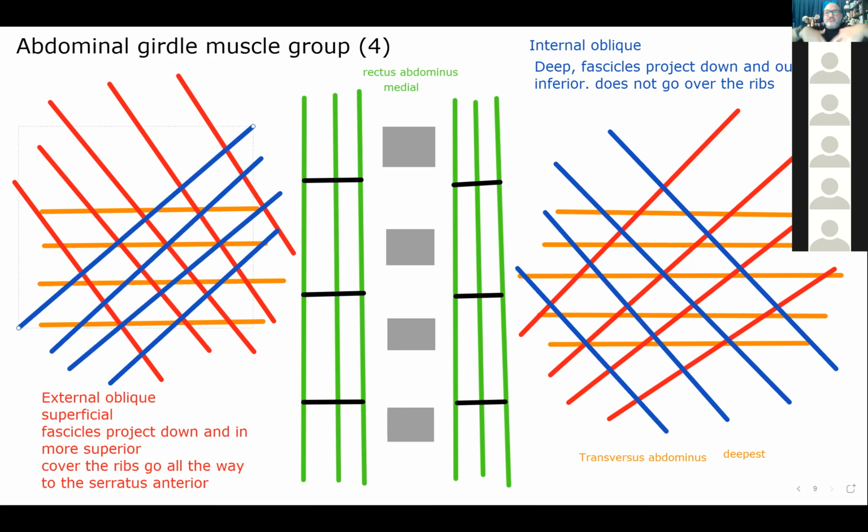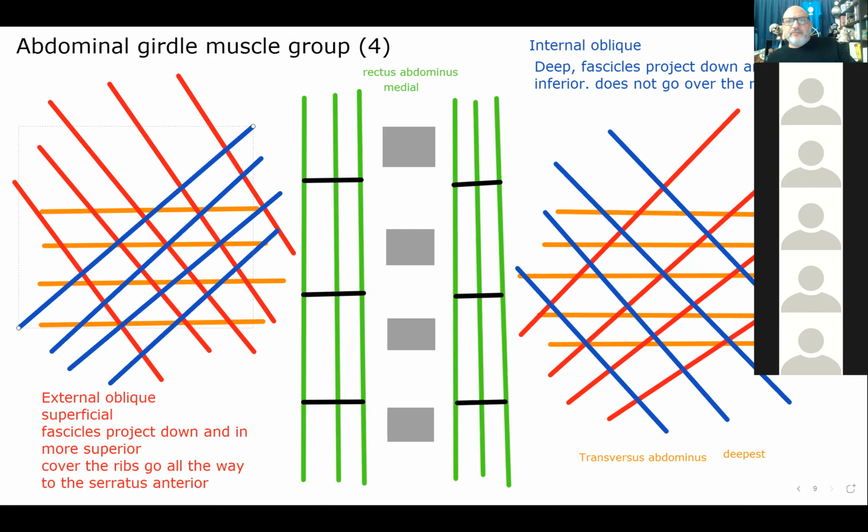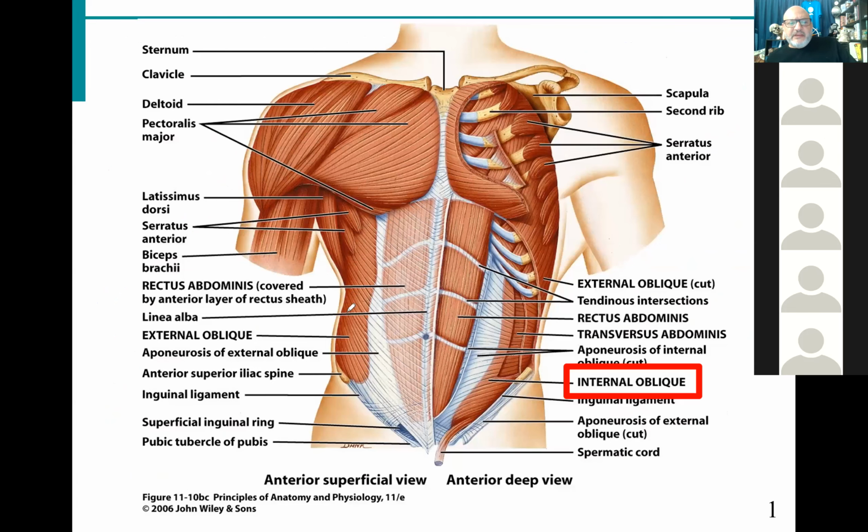Notice in this fashion, we have all these muscle fibers going at all these different orientations. Now that we've drawn this, let's look at the pretty pictures from your textbook. Here is your external oblique. Notice its fascicles are projecting down and in. Notice it's coming up over the ribs and it interdigitates with the serratus anterior.